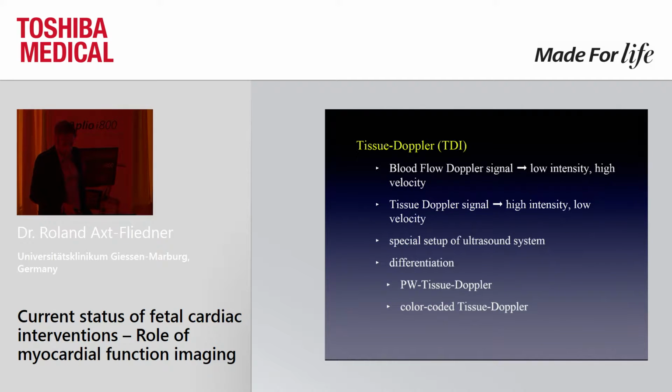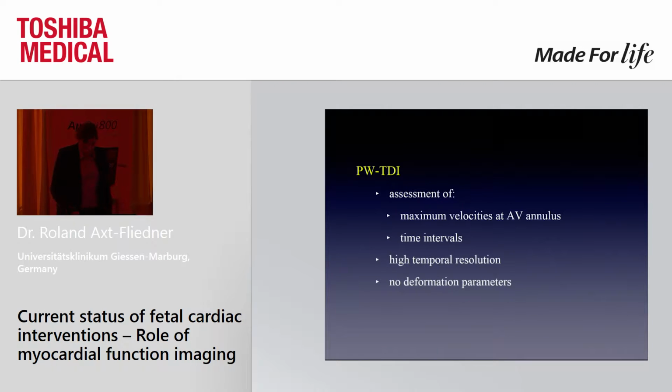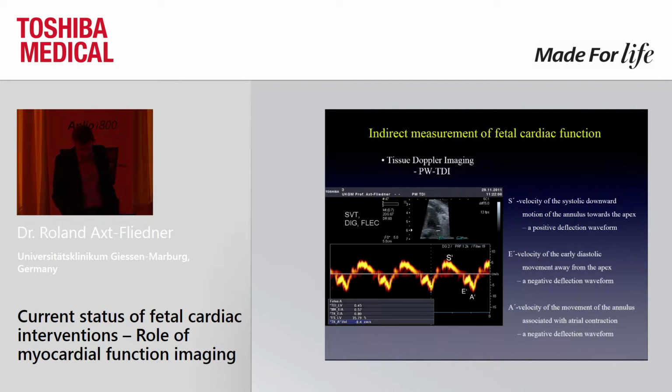And you know that in blood flow Doppler, the signal is of low intensity and of high velocity. And in the tissue Doppler, we have a high intensity and low velocity signal. You need a special setup, and you might evaluate your fetus by pulsed wave tissue Doppler or by color-coded tissue Doppler. You know that the advantage of pulsed wave tissue Doppler is high temporal resolution, but a disadvantage is that there's no evaluation of deformation parameters.